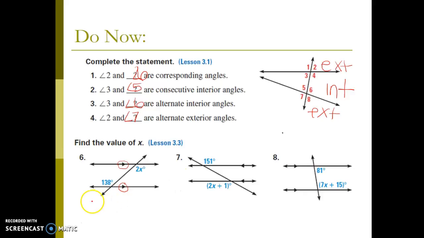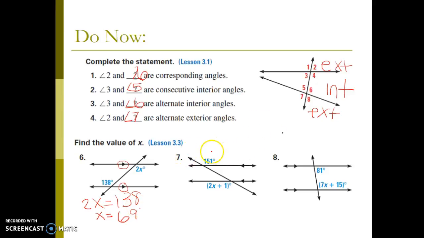So in order to use that for number 6, I can see that 2x and 138 are alternate interior angles. Therefore, because they would be congruent, I can set their measures equal. Okay? And then I would divide by 2 on both sides, and I would get x equals 69 degrees.